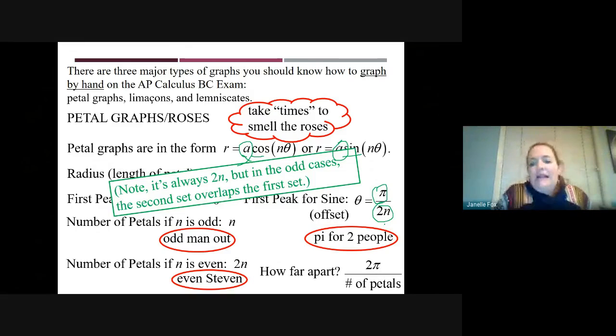My brain's all scrambled. And so how far apart are the petals? You just need to think to yourself, when you do your radians, it's 2 pi around, and you just need to divide by the number of petals because you want them all evenly spaced out. So that should kind of make sense.